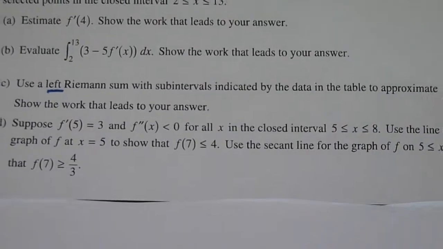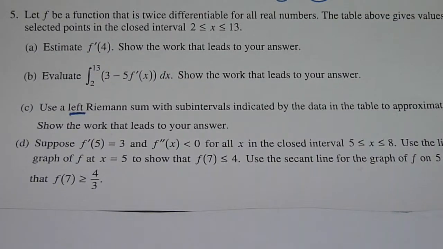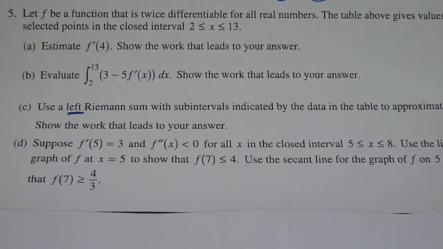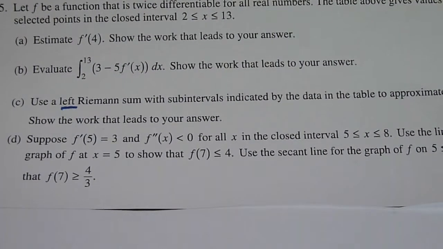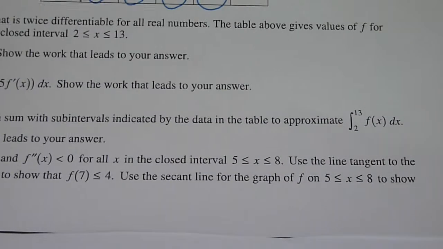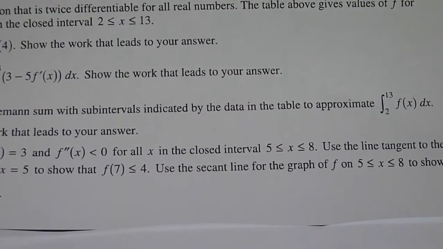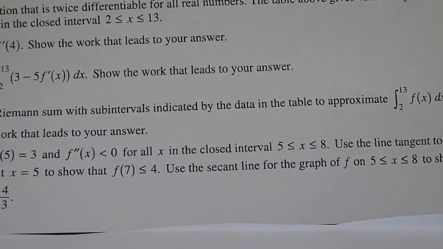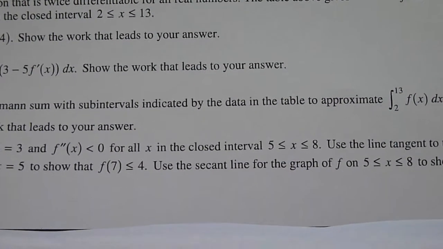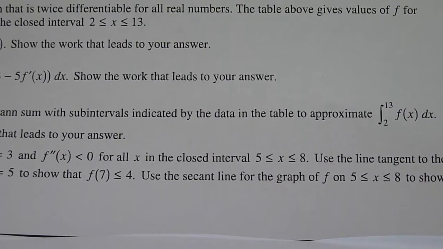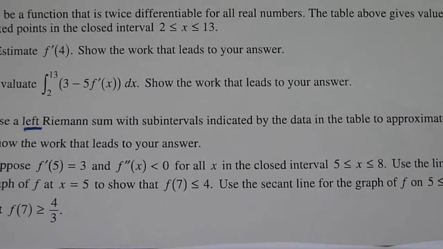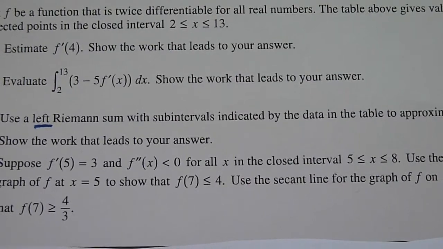Right, for part D, there's a couple parts of this. It says suppose f prime of 5 equals 3 and f double prime is less than 0 for all x on the interval of 5 to 8. Use the line tangent to the graph of f of x to show that f of 7 is less than 4. Use the secant line for the graph of f on 5 to 8 to show that f of 7 is greater than or equal to 4/3.